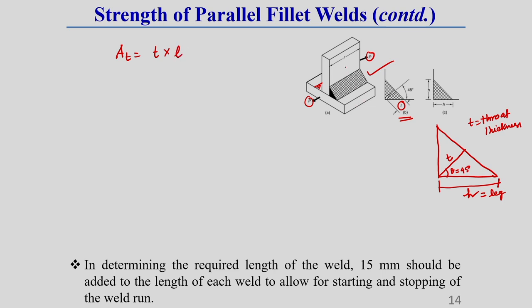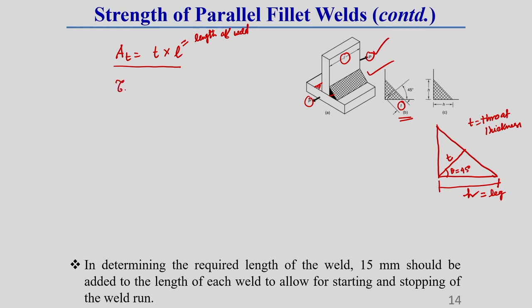So, length of the weld here is given as, let us say, L. So, length of the weld and its throat thickness will give us the cross sectional area of the throat region of this weld. So, this cross sectional area is subjected to an external force P. If this is subjected to external force P, then what should be the shear force on this throat section, that also we can easily find.